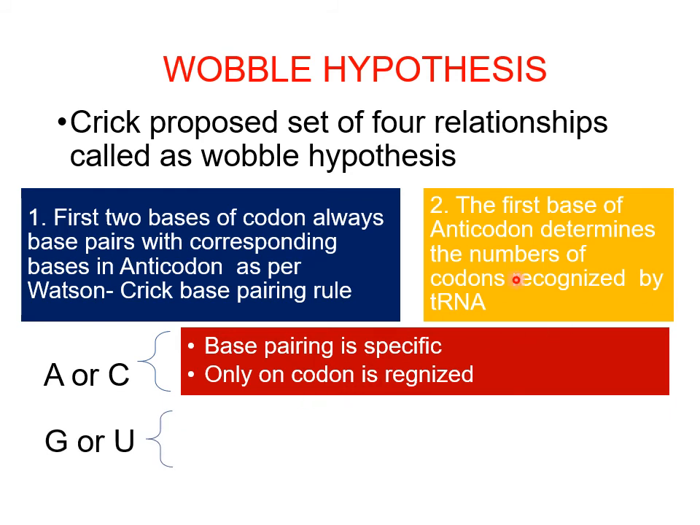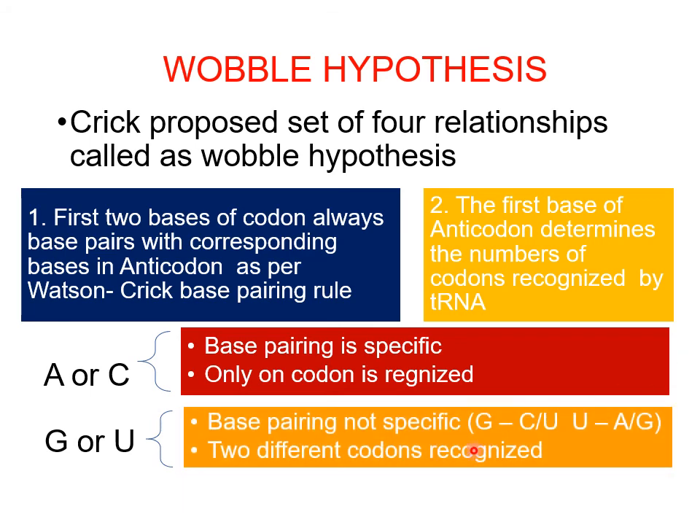Whereas if at this particular position there is G or U, then it can recognize two different codons. So base pairing here for G is not only with C, it is also with U. So G can base pair with C or U, and similarly U can base pair with A or G, and hence a tRNA having G or U at its first nucleotide in the anticodon can recognize two different codons of the mRNA molecule.